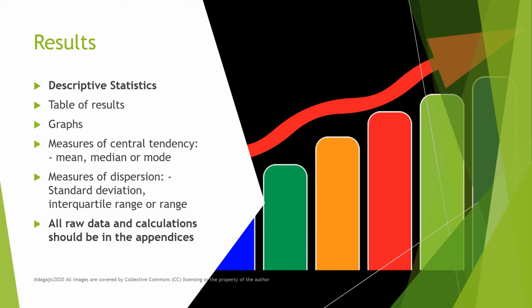Results then. So there's 2 sections to the results, descriptive statistics and inferential statistics. So you might want to include a table of results, graphs, measures of central tendency, mean, median or mode, measures of dispersion, standard deviation, interquartile range or the range. Remember though to put a brief sentence or brief paragraph under any tables or graphs to explain your results. What do they show? And all raw data and calculations should be in the appendices.